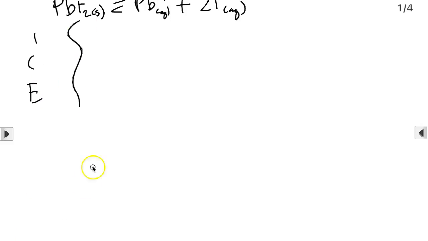Solids don't count. I start with none and none. How do you feel so far? You cool? So just like always, this is going to be plus X.